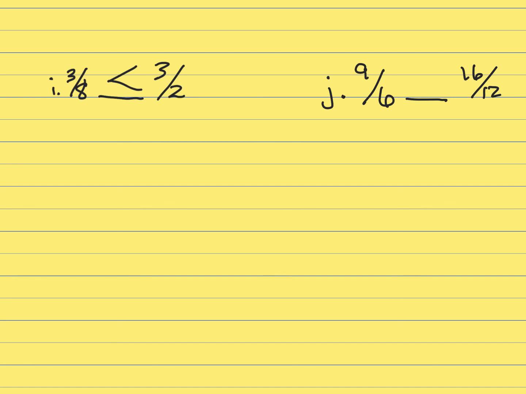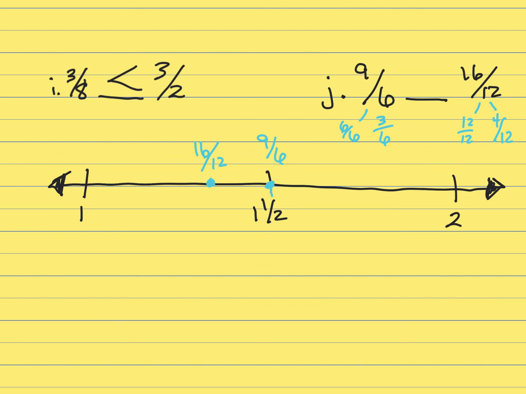Okay, so I'm gonna take J, and I'm gonna go ahead and draw my number line, because both of these fractions are between 1 and 2. So I wanna draw a number line that shows between 1 and 2, and I'll plot these two fractions and we'll see which one has the greater value. Okay, so when I broke down my 6, I have 6/6 and 3/6, and I thought in my mind, oh, 3 is 1/2 of 6, so 3/6 is 1 and 1/2, so 9/6 equals 1 and 1/2. So that was easy to plot.